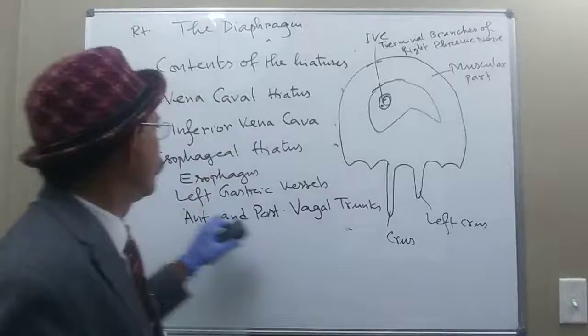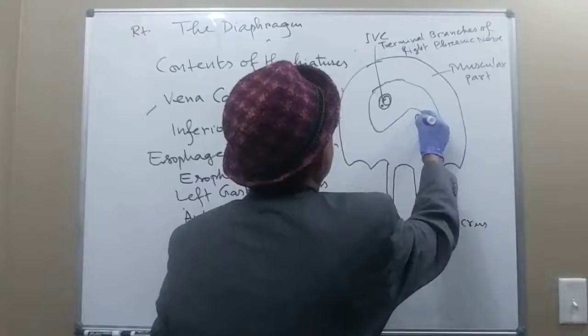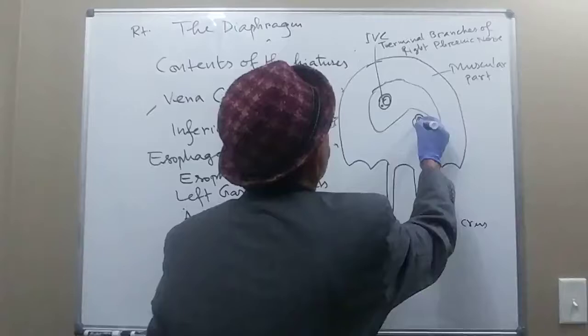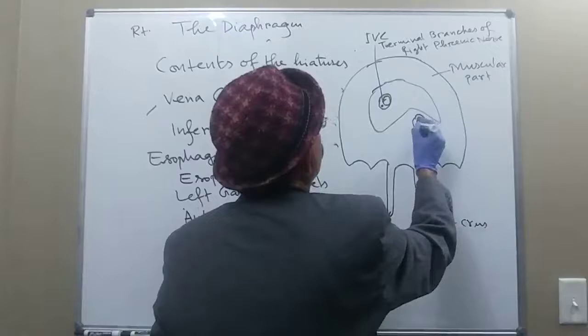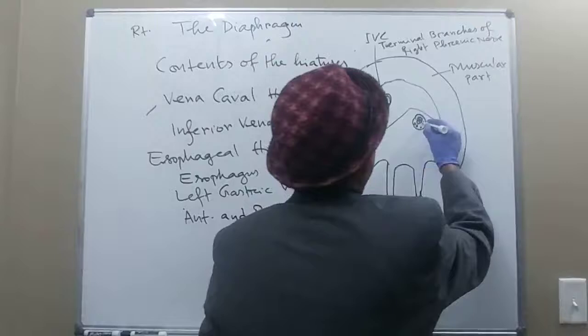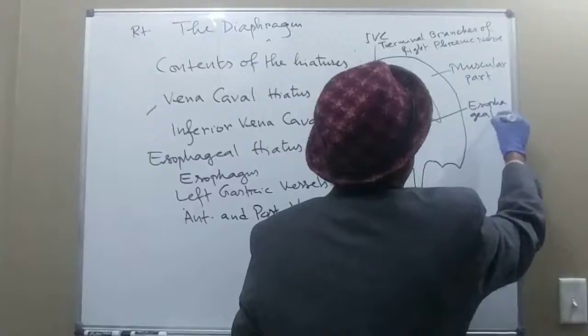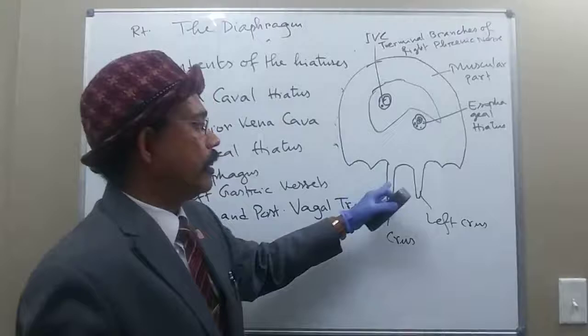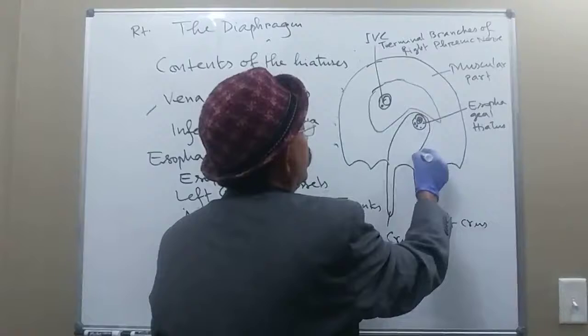We got the esophageal hiatus, that should be here. We have the esophagus, like a star-shaped lumen. Then we have anterior vagal trunk, posterior vagal trunk, the left gastric vessels. Okay, this is the esophageal opening of the diaphragm. It is important to remember that esophageal hiatus is covered by the muscles of the right crest of the diaphragm. So it is inside the right crest of diaphragm.